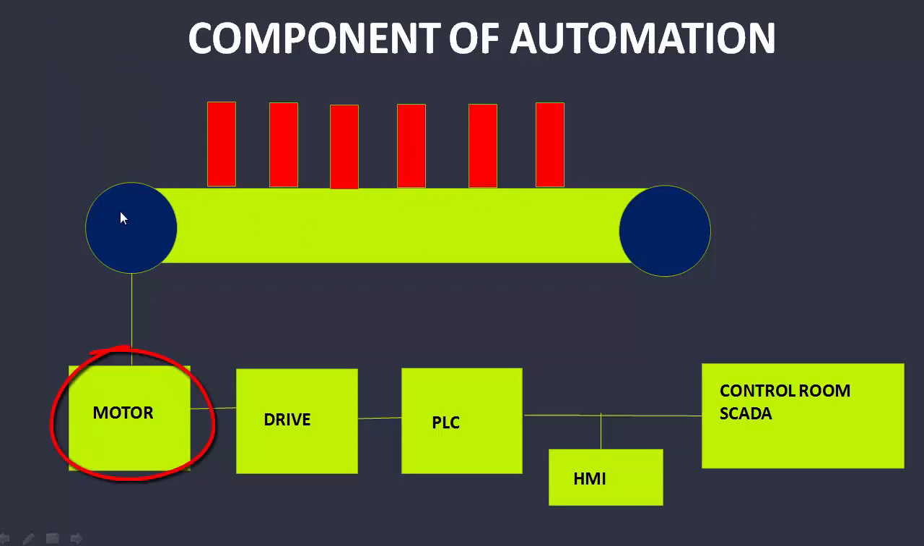There's a motor that helps the conveyor belt in moving. There's a drive. This drive is used for speed control of the motor. Then there's a PLC, programmable logic controller. Then there is HMI connected, which is human machine interface. Then there is the control room or SCADA. In the control room, they are controlling it using SCADA. The full form of SCADA is supervisory control and data acquisition. So we will be studying each and every component individually in the coming course.